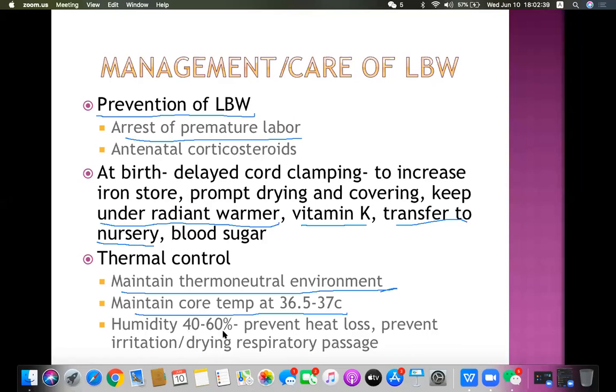Humidity is maintained to prevent heat loss, to prevent irritation and drying of the respiratory passages. Humidity should be maintained, otherwise the air or the environment will be very dry.